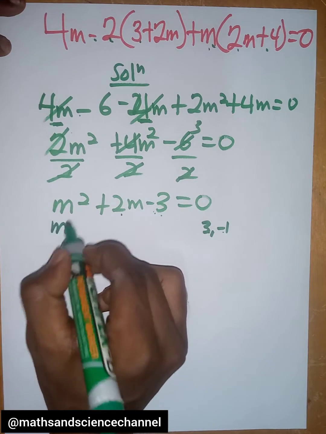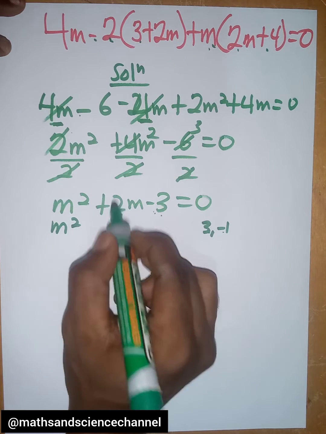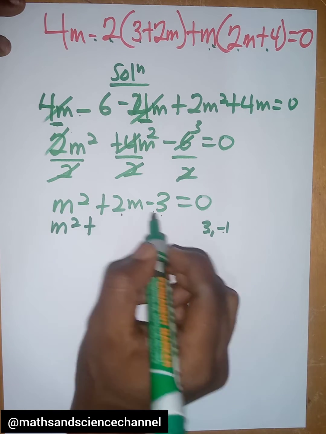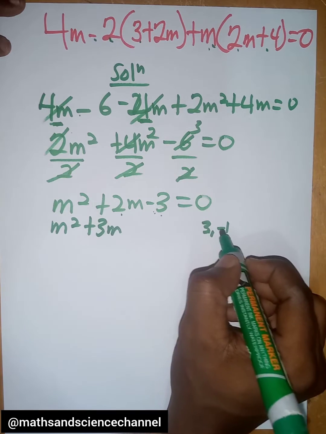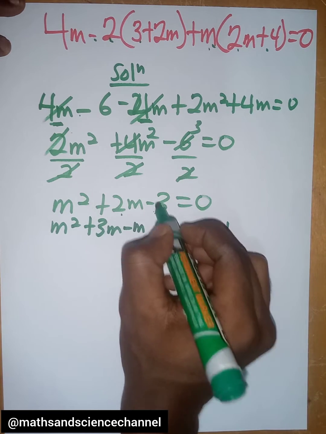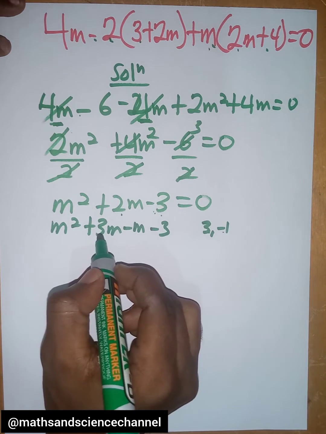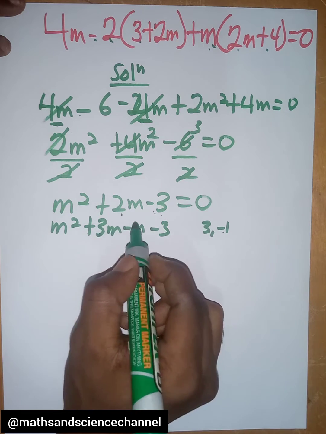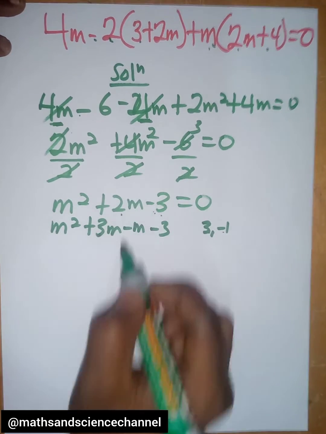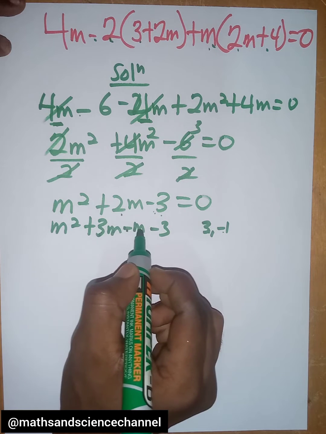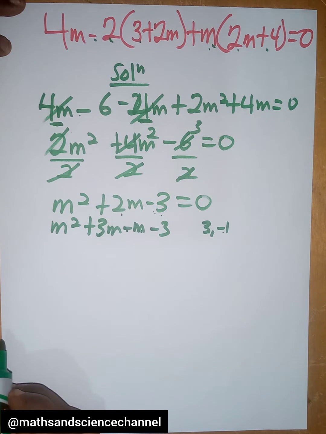So I'm going to factorize by splitting the 2m. So I'm going to get 3m, and then we have negative m, and I have my minus 3. So I just replace the 2m with the 3m and the negative m. You can see that 3m minus m gives me back my 2m. Now I've made it much simpler for us to factorize from here.